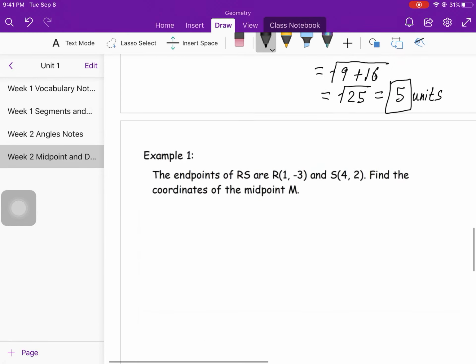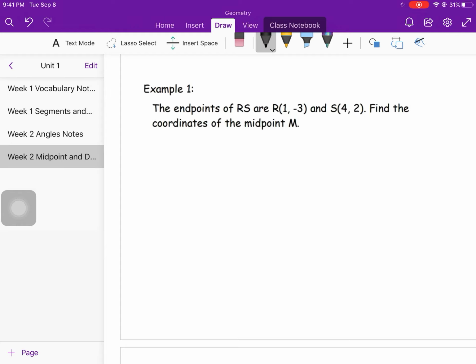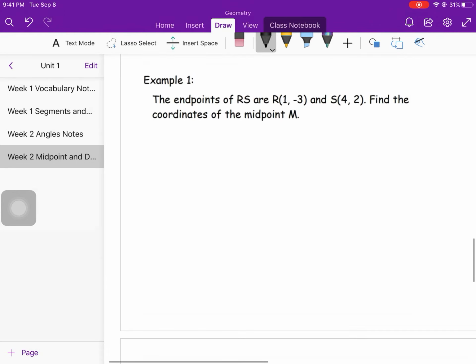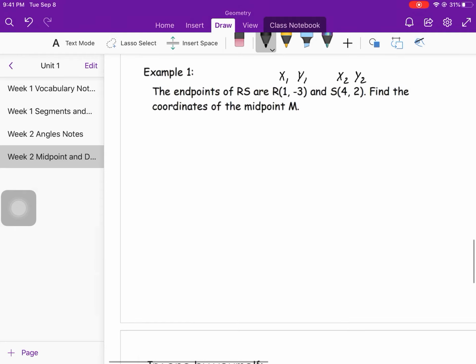All right, so the last, or one of the last examples here, excuse me. The endpoints of RS are R (1, negative 3) and S (4, 2). We want to find the coordinates of the midpoint. So I'm going to label this my x1, y1, x2, y2. So we just want to find the coordinates of the midpoint. So I'm going to go ahead and add these. Remember, my formula is x1 plus x2 divided by 2, y1 plus y2 divided by 2.